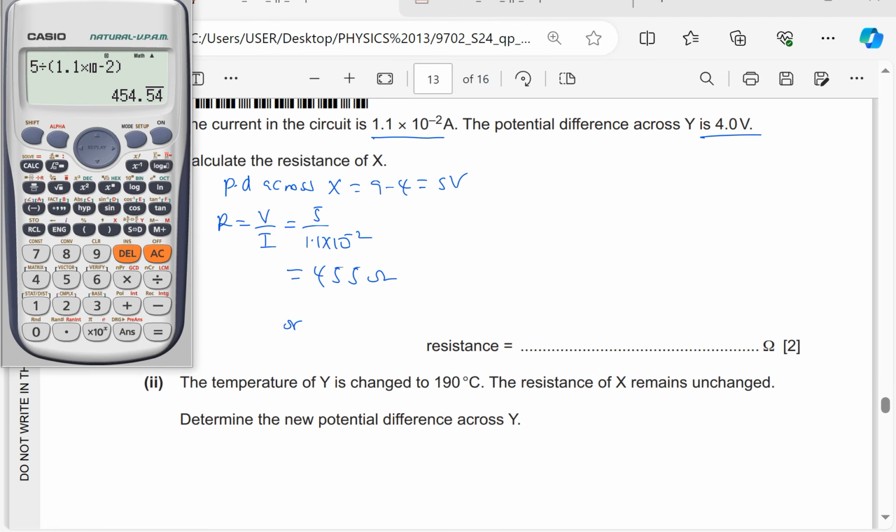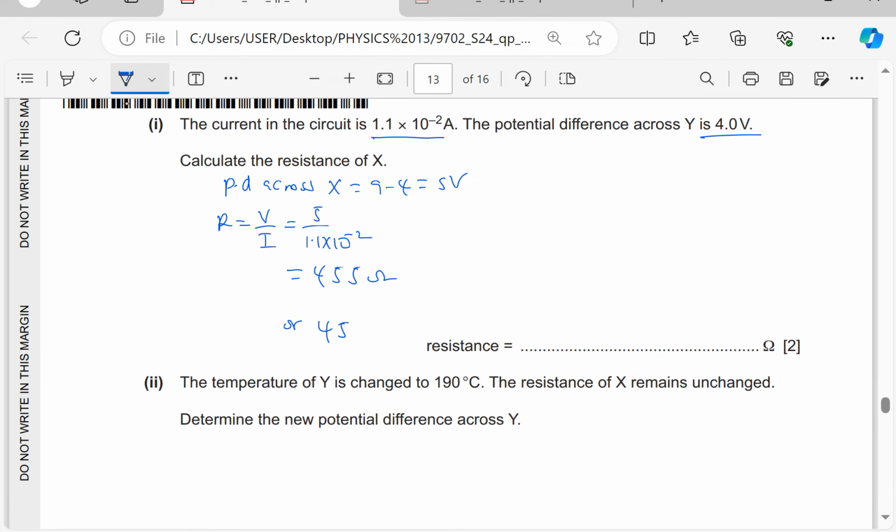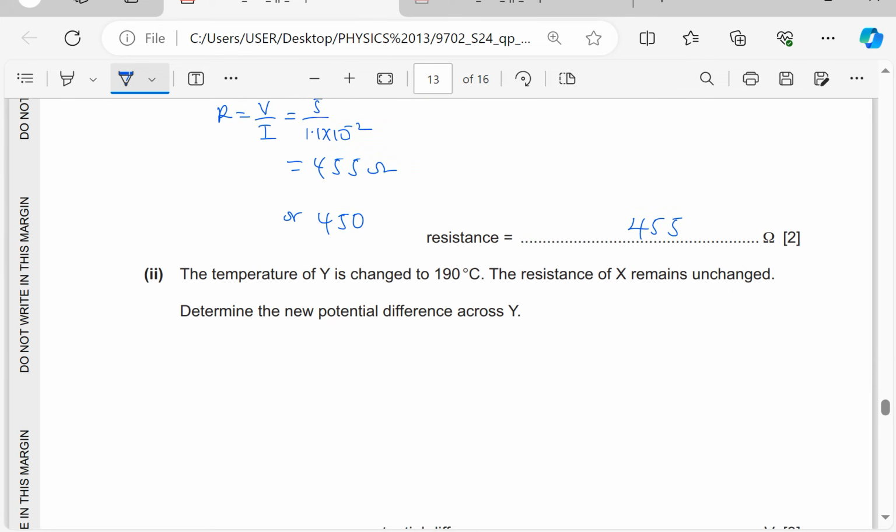Now for two significant figures, you must be very careful here. The digit after 5 is 4. So if you want to round off the answer to two significant figures, it will instead be 450, not 460, not at all. It is either 450 or 455. But for me, I'll write here 455 ohms. It cannot be 460 if you are good at rounding off.